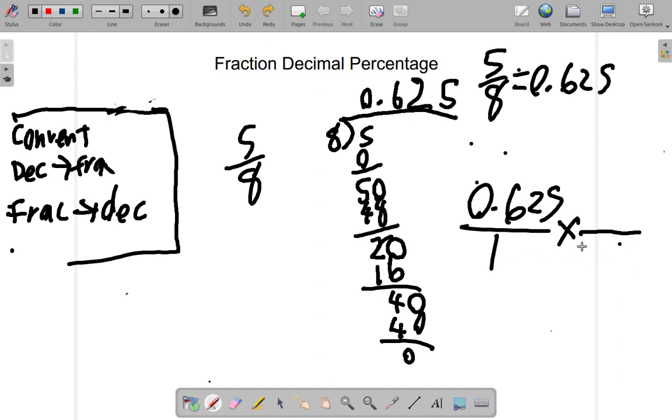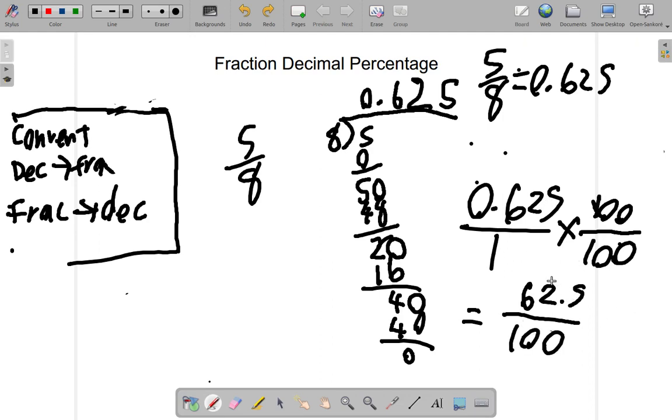Cent means 100. So it's out of cent. Now, it means you must multiply the 1 by 100. Up here, this must also be multiplied by 100. So 0.625 out of 1 is the same as, up here, 0.625 times 100, which is 62.5. 1 times 100 is 100. So this is 62.5 per 100, per cent.